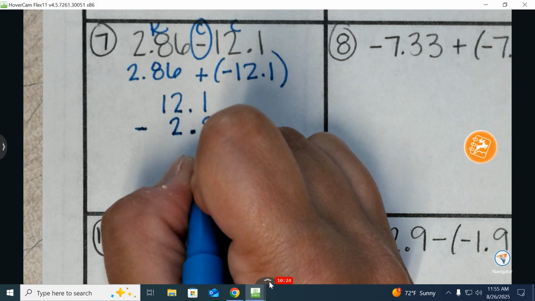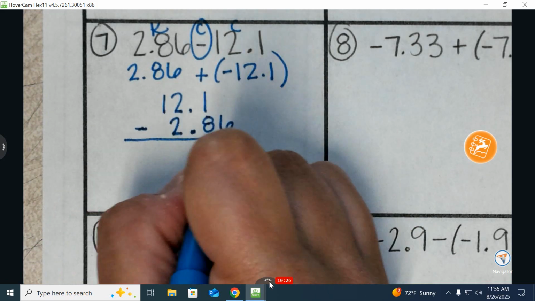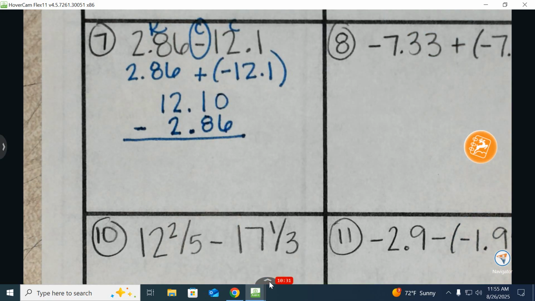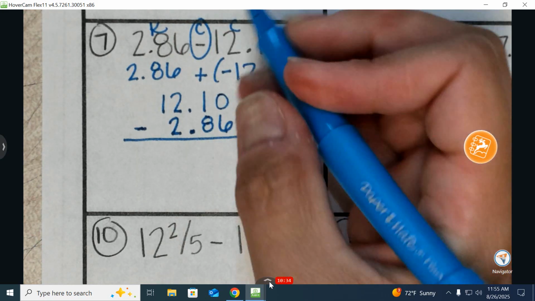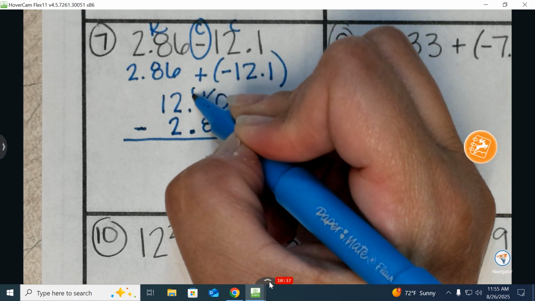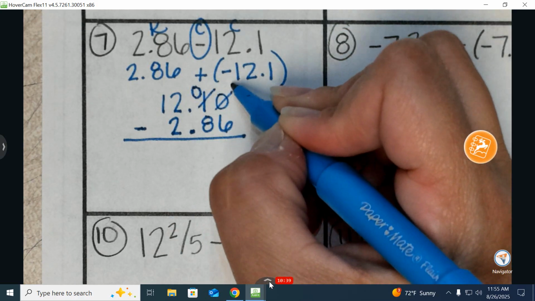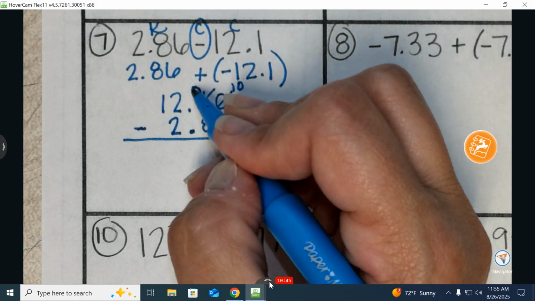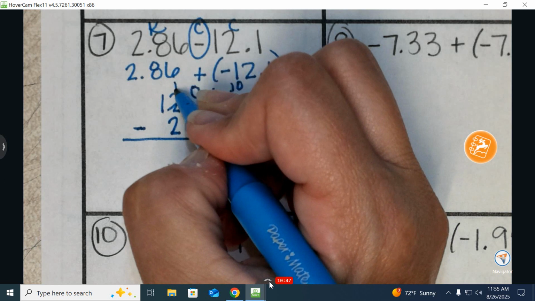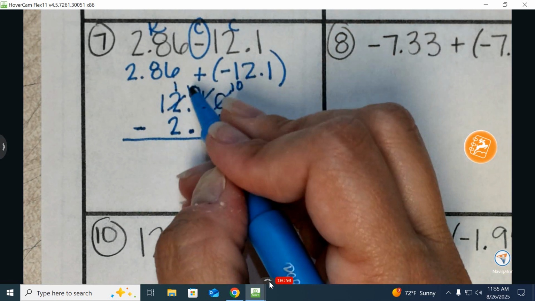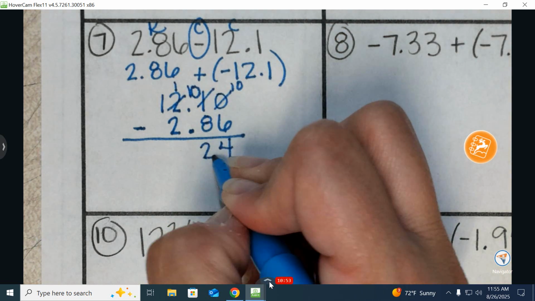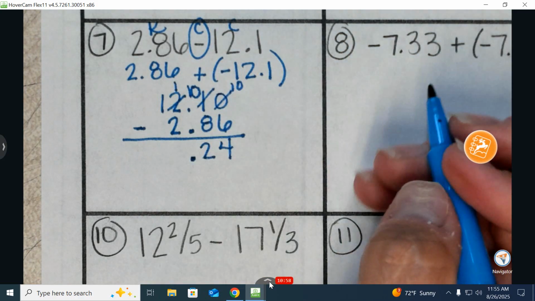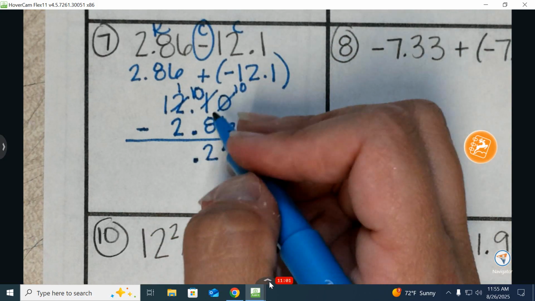So 2.86 has to be lined up here. In this blank spot, I'm going to put a 0. I cannot subtract a 6 from nothing, so I'm going to go over here and borrow. That became a 0, and that became a 10. 10 minus 6 is 4. I can't subtract a 0 from an 8, so I'm going to go over here. That becomes a 1. That becomes a 10. 10 minus 8 is 2. Bring your decimal down. And then we have 11 minus 2 is 9.